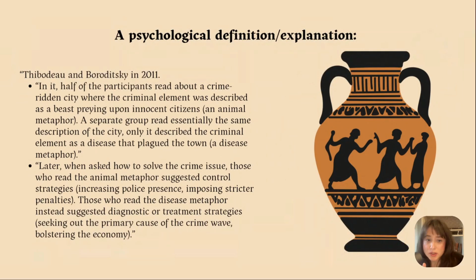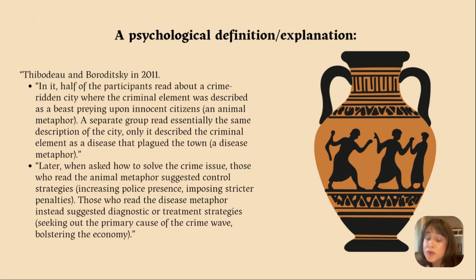So in this 2011 study, we're just going to read some of it now, half of the participants read about a crime-ridden city where the criminal element was described as a beast preying upon innocent citizens, an animal metaphor. Okay, it's also called, if you want the fancy term, zoomorphism. Zoomorphism is when you're using metaphors but with a lot of animal imagery. A separate group read essentially the same description of the city, only it described the criminal element as a disease that plagued the town, a disease metaphor.